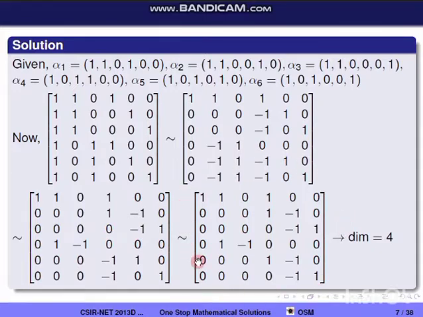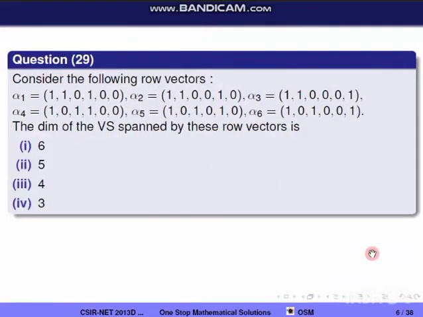So when we look at this matrix, the rows R2 and R5 are dependent, and R3 and R6 are dependent. So the total number of non-zero linearly independent rows is 4. Therefore dimension is equal to number of non-zero linearly independent rows, that is equal to 4. So we'll check the correct option. So the correct option is the third one.